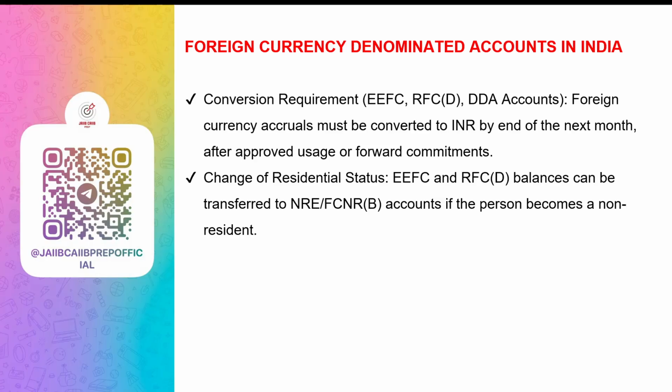For EEFC and RFCD accounts, if the account holder becomes a non-resident, then the balance in their EEFC or RFCD account can be transferred to an NRE or FCNRB account, which are meant for non-residents.